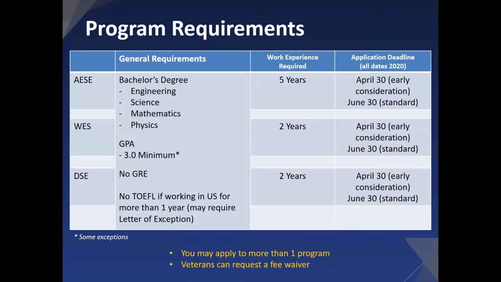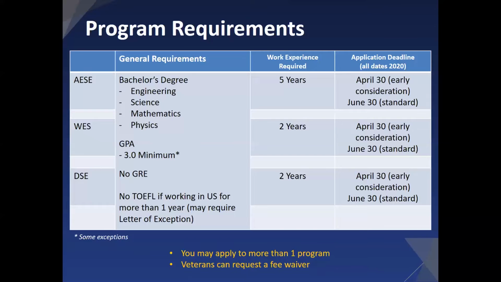We have 2 application deadlines. April 30th is early consideration. And what that means is all fully completed submitted applications by April 30th will get a review, and we will give feedback to students about whether or not we feel they are potentially viable for the program or not. The reason we do this is because some individuals are applying to more than one program and want feedback as to whether or not this is a feasible program for them to enter.